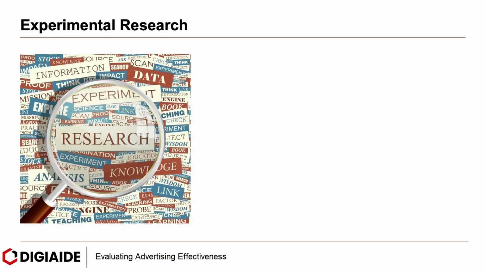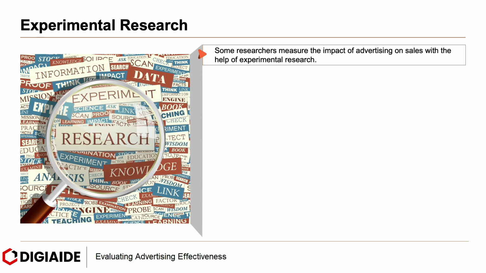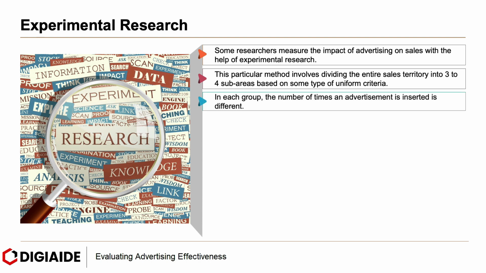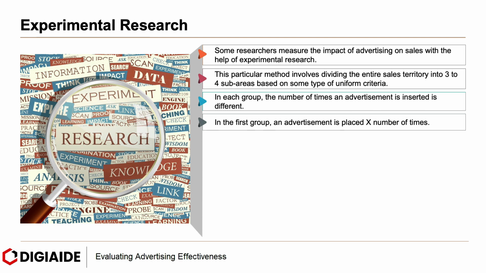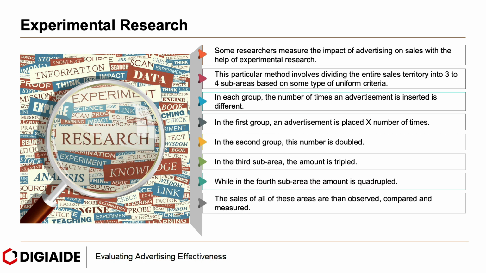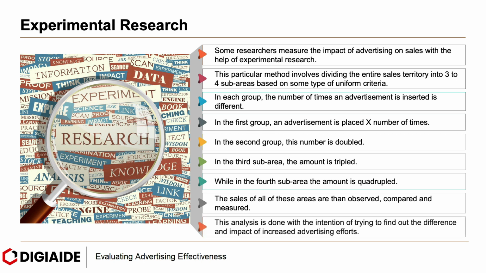Next, experimental research. Some researchers measure the impact of advertising on sales with the help of experimental research. This particular method involves dividing the entire sales territory into 3 to 4 sub-areas based on some type of uniform data. In each group, the number of times an advertisement is inserted is different. In the first group, an advertisement is placed X number of times. In the second group, this number is doubled. In the third sub-area, the amount is tripled, while in the fourth sub-area, the amount is quadrupled. The sales of all these areas are then observed, compared and measured. This analysis is done with the intention of trying to find out the difference and impact of increased advertising efforts.